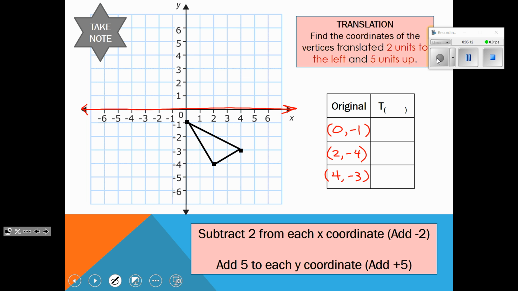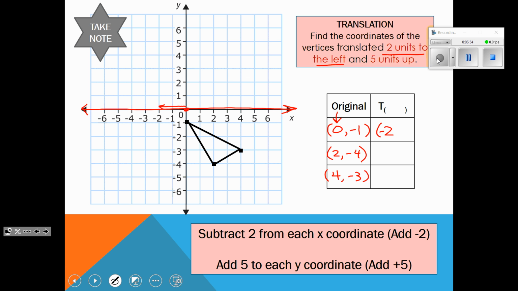So when it says 2 units to the left, that means that that's going to change our x. Okay, so right here, for example, we had 0, -1. If we want to translate 0 but go 2 units to the left, here was 0. To go 2 units to the left, we take it to a -2.